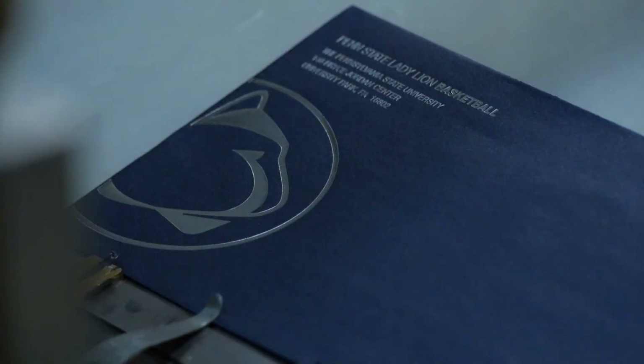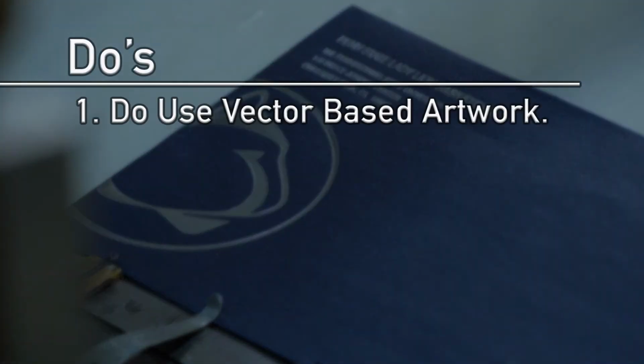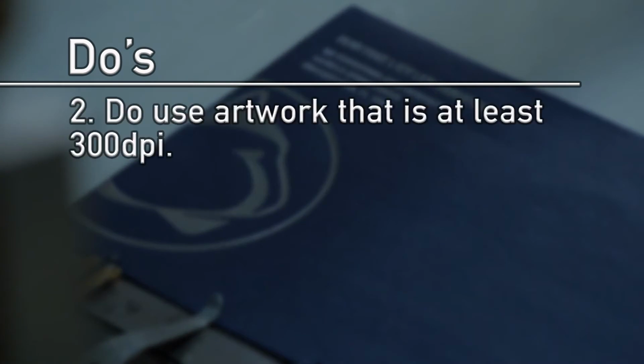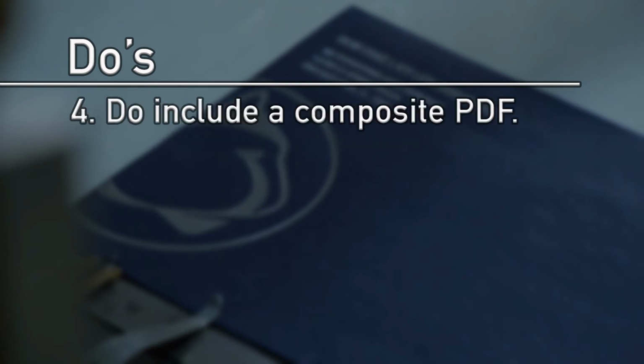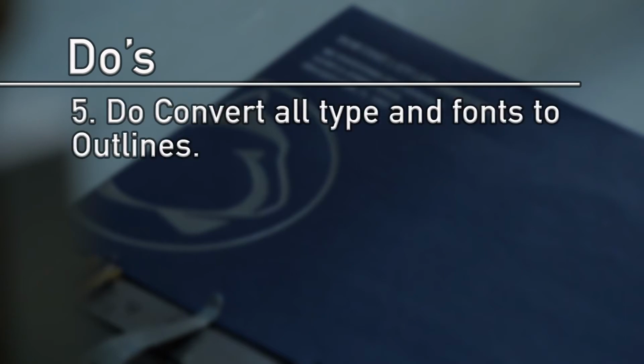Now here's a few things you do want to keep in mind. Do use vector-based artwork. Do use artwork that has at least 300 dpi. Do include a separate layer or PDF to indicate the foil area. Do include a composite PDF. And finally, convert all type and fonts to outlines.